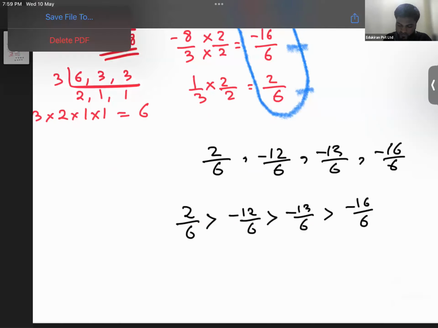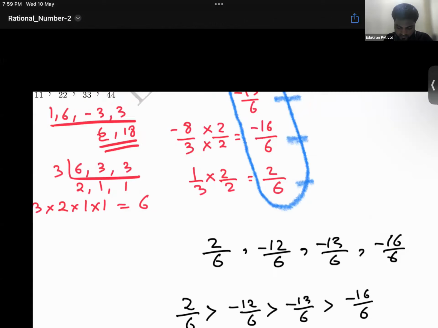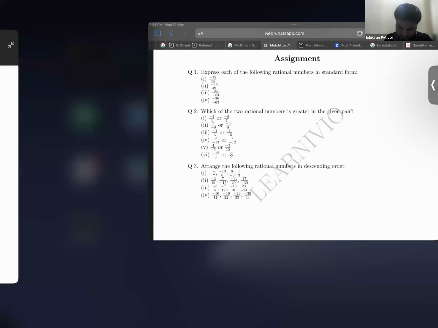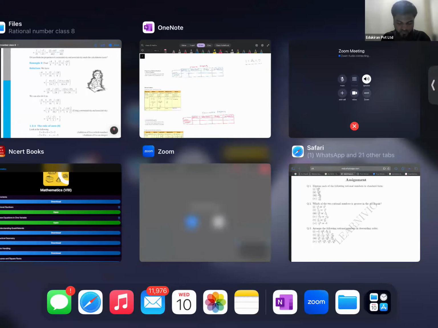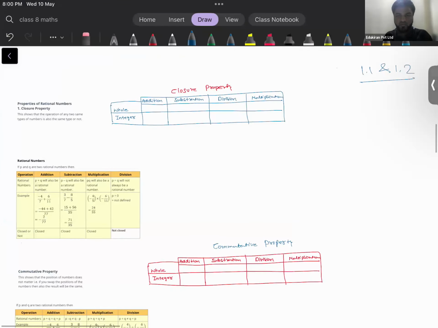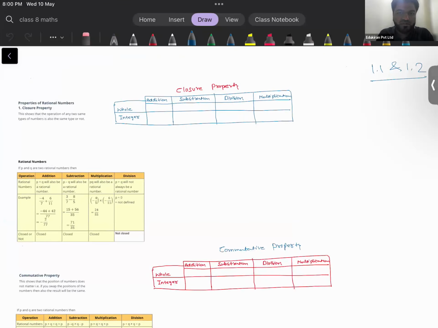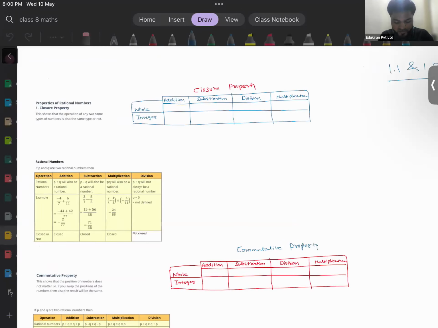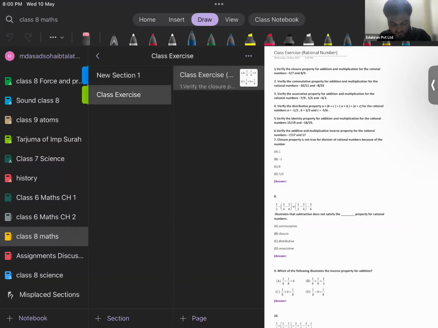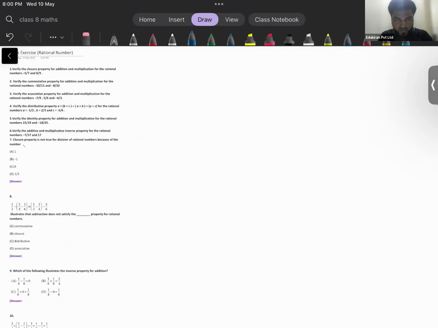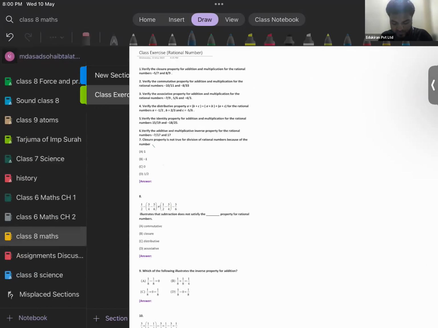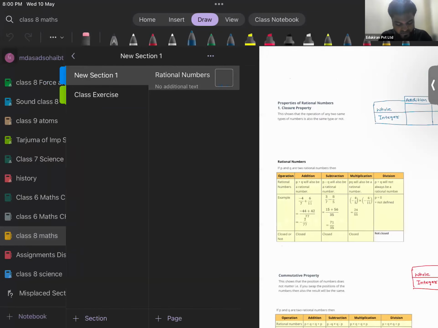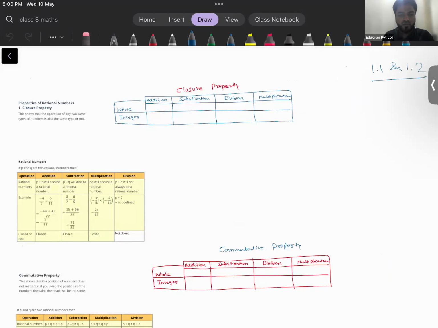Okay. So let's come back to our chapter. So we will quickly recall the different properties, and then we will move on to solve few basic questions. I have taken few questions for you for today's class. So we will solve the questions. First, let's discuss the basics, which we will be needing to solve the questions.